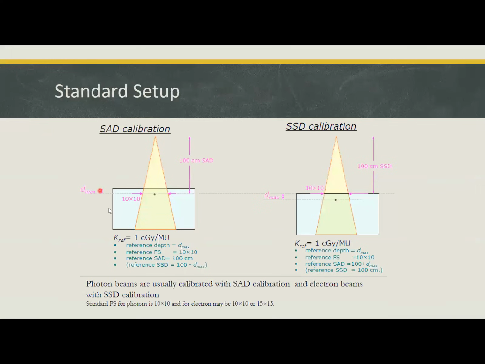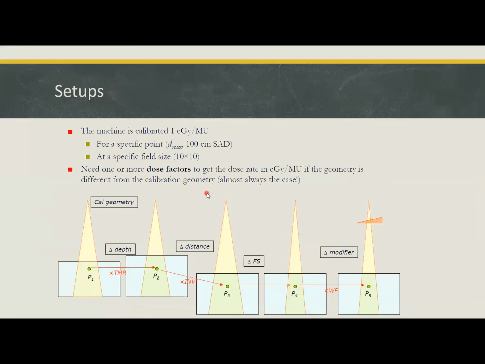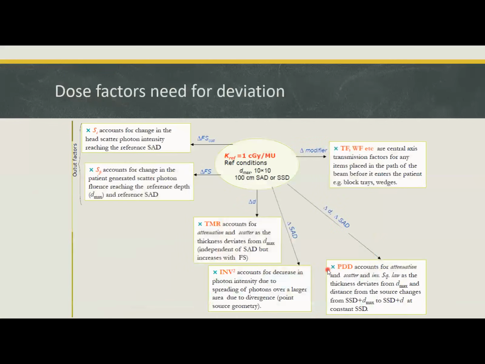One could set up a SAD calibration or an SSD calibration. The difference is source to axis distance and source to surface distance of 100. So these are some other setups. And if you vary from the standard distance, then we need to calculate the output factor for that. And also if you add a modifier, then the output factor will be different. So those factors are needed for deviation.